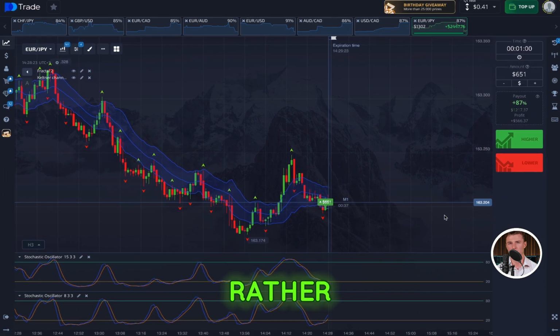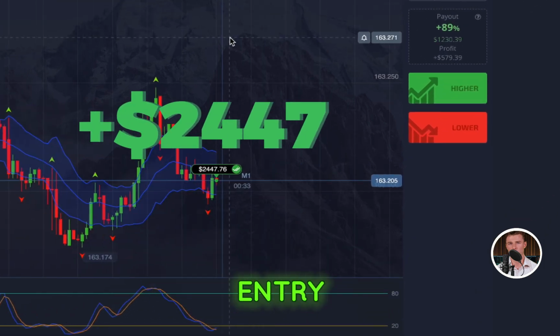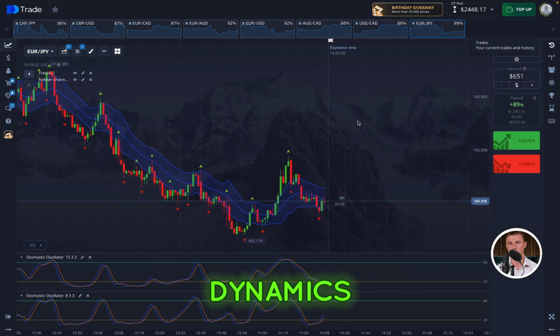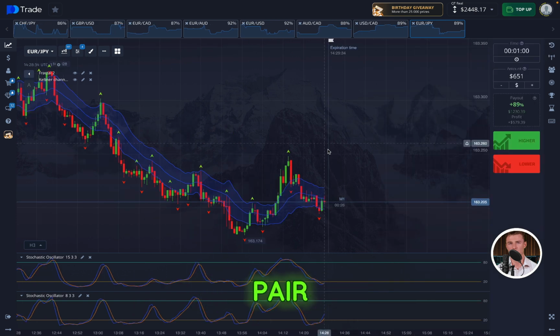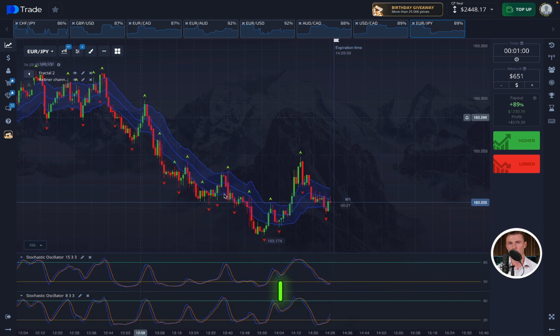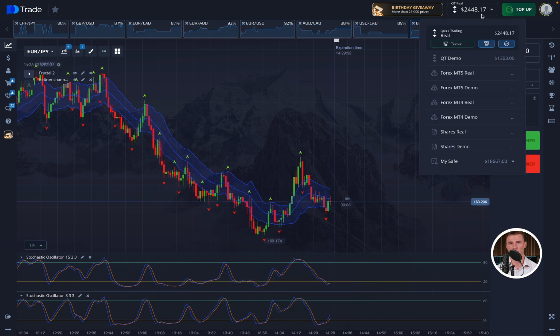Well, there was a rather obvious and rather uncomplicated entry. So that's it. It actually happened immediately. As I said, the dynamics of movement on this currency pair at the entrance to the transaction was extremely simple. So I fixed an excellent profit and suggest we proceed to the withdrawal of today's balance.